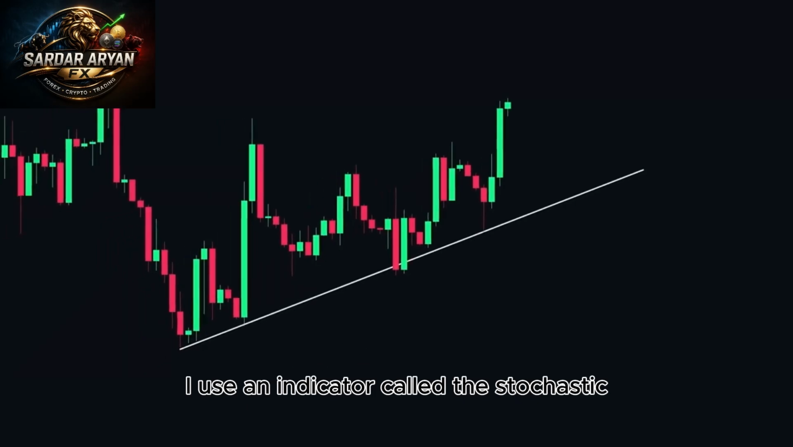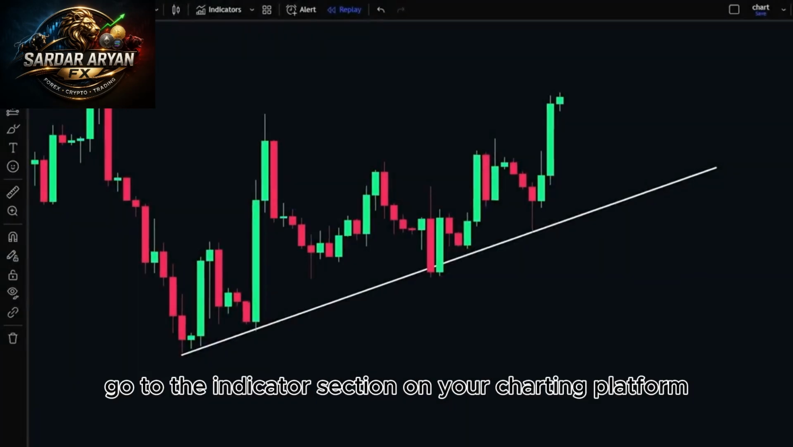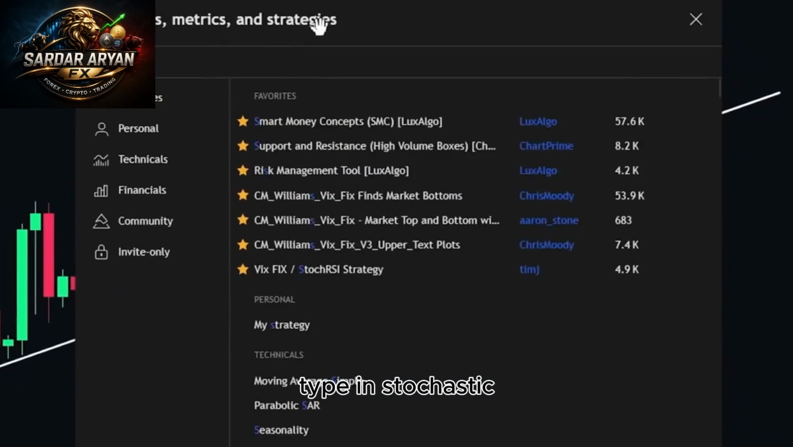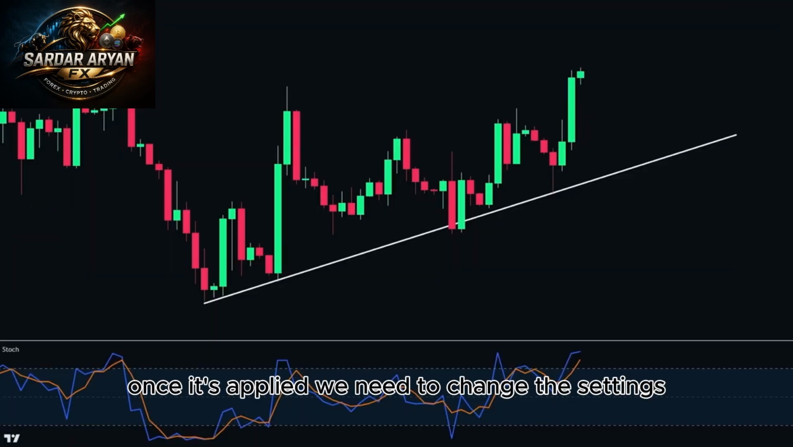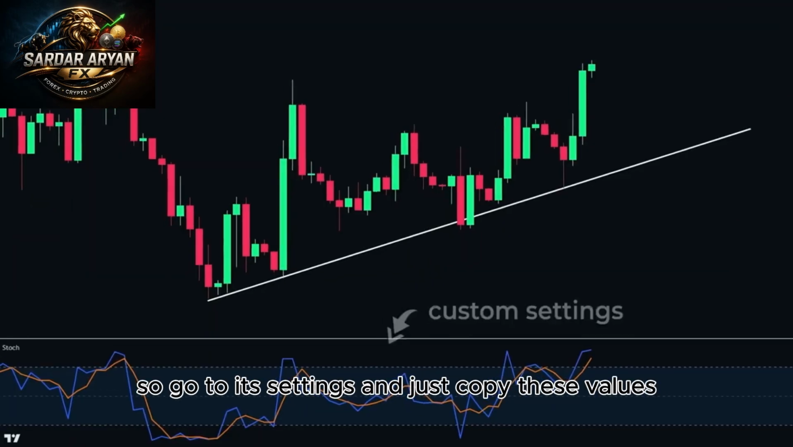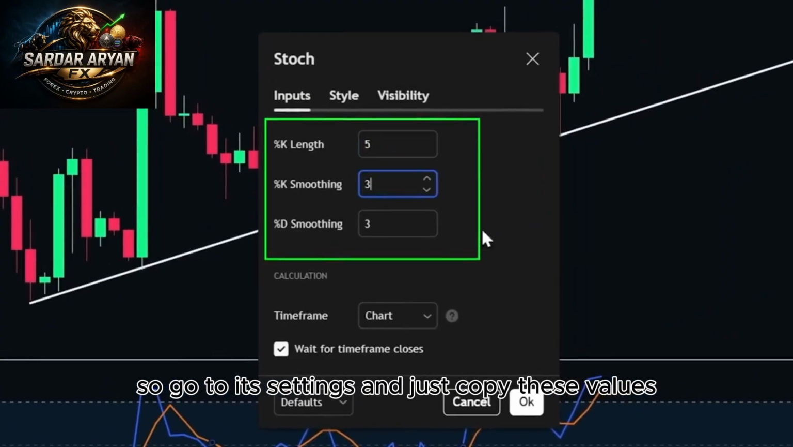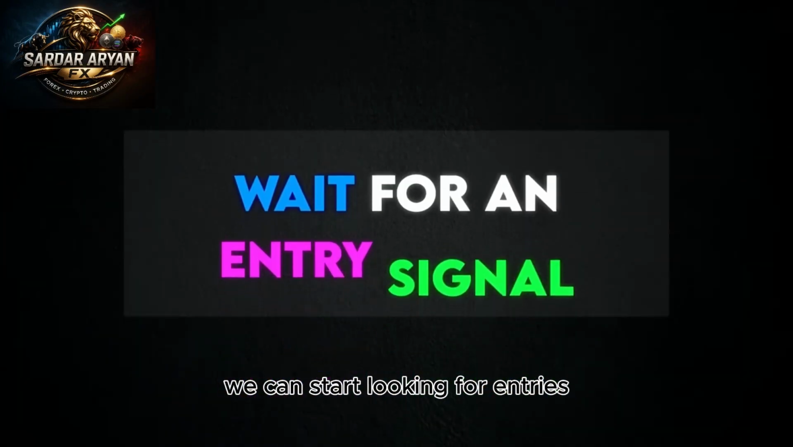Next, I use an indicator called the stochastic. To apply it, go to the indicator section on your charting platform, type in stochastic, click this one to apply it on your chart. Once it's applied, we need to change the settings to the custom settings I normally use. So, go to its settings, and just copy these values. This will help the indicator give better signals. Now that all the tools are set, we can start looking for entries.